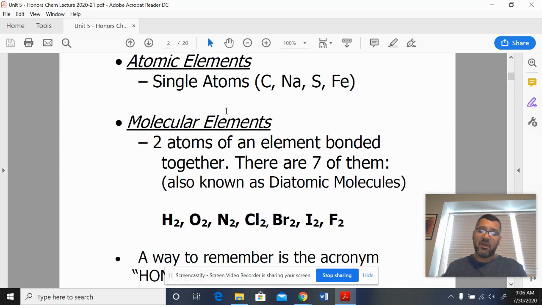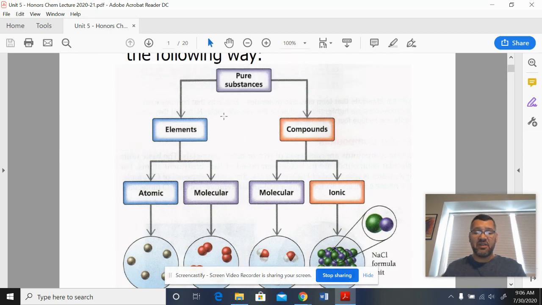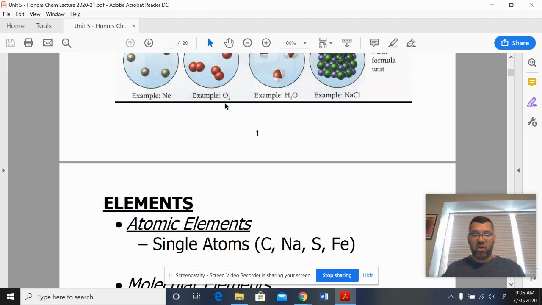So, summing it up, pure substances can exist as either elements or compounds. Elements can be either by themselves, atomic, or they could be molecular pairs. Compounds, which are also pure substances, can be molecular or ionic. Molecular compounds are nonmetals with nonmetals, and ionic compounds are ions that are attracted to each other because they have opposite charge.